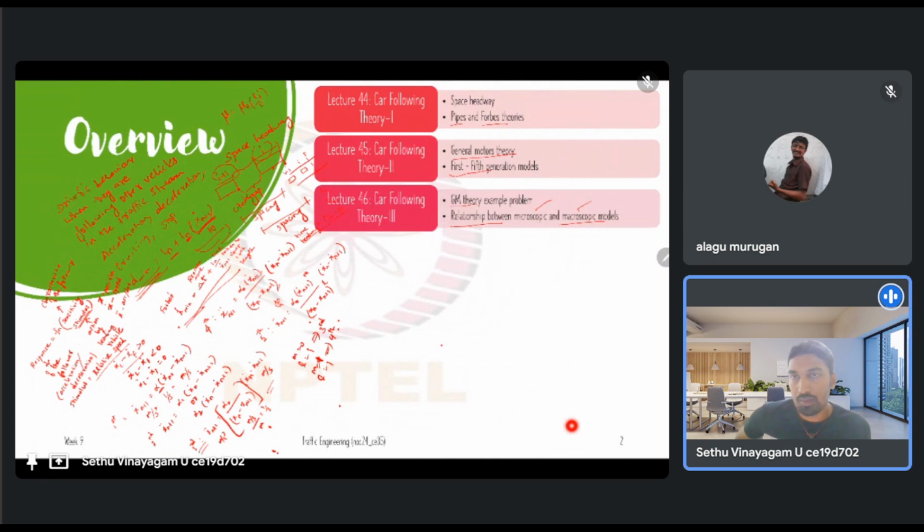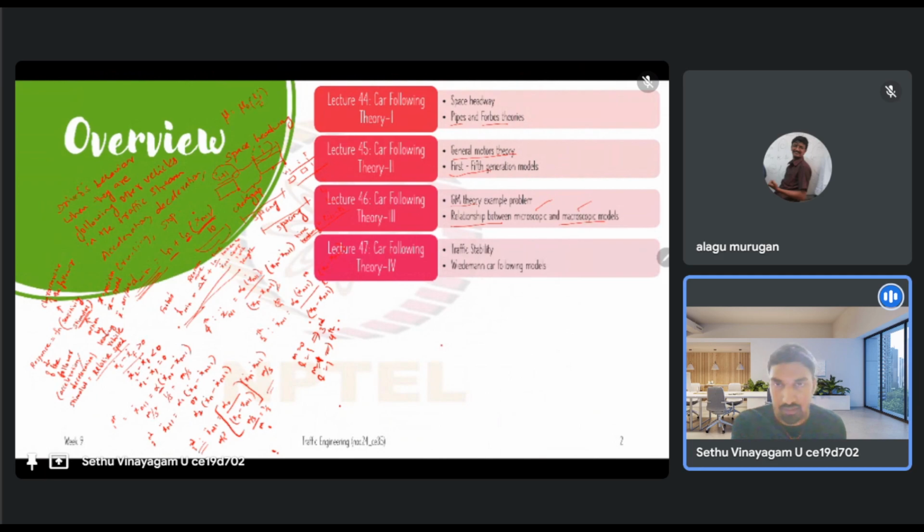So this Greenberg's model can be derived from the microscopic General Motors model, right? Which means there is a relationship that exists between the microscopic aspect and the macroscopic aspect. So this was discovered when these models were developed. Okay, so that was established in the third lecture.